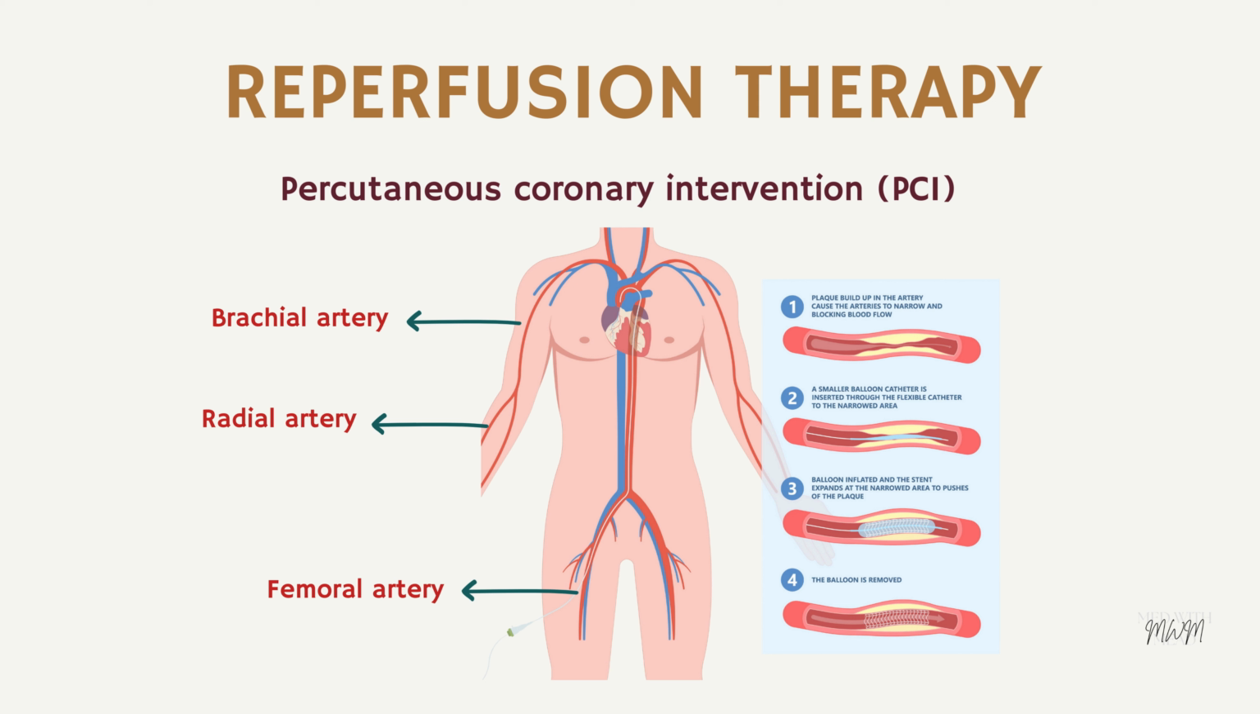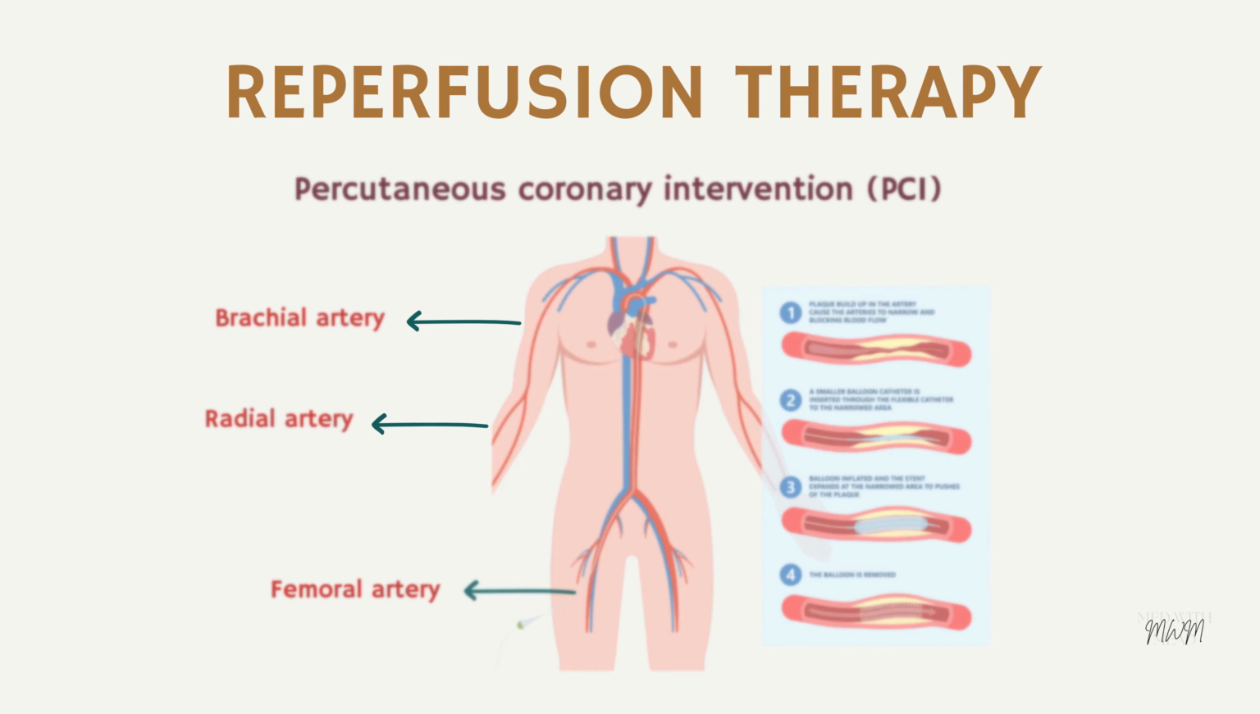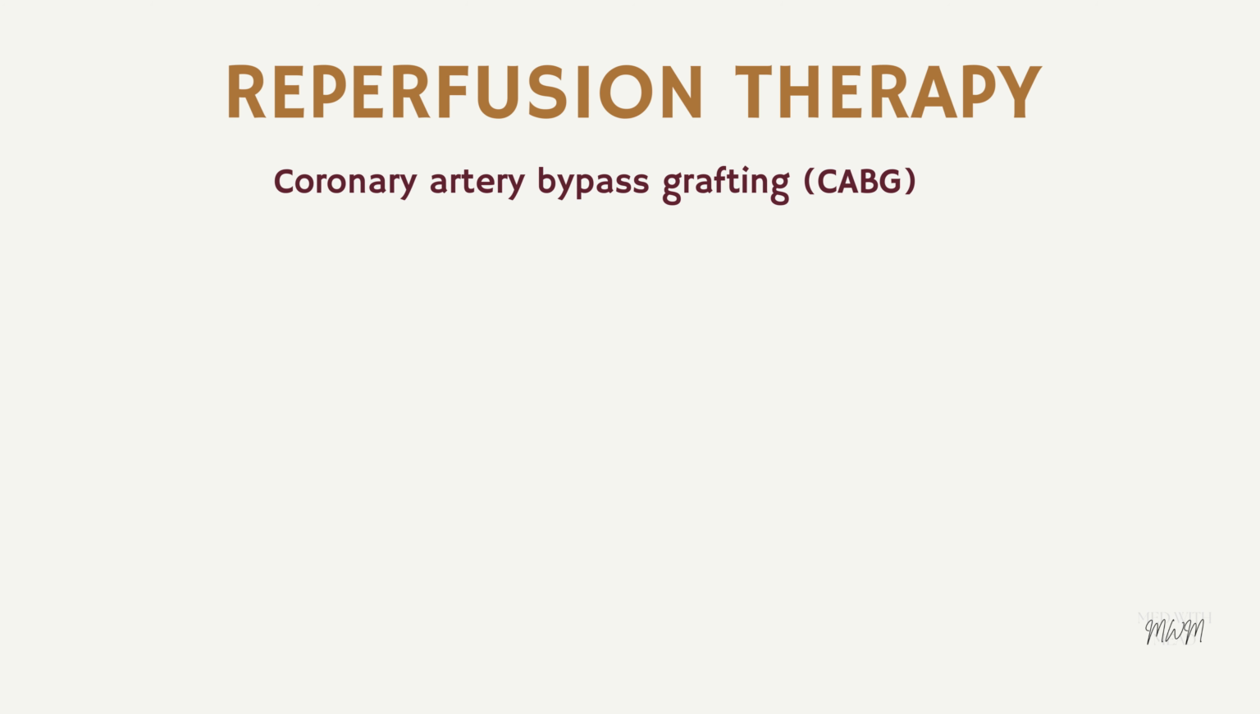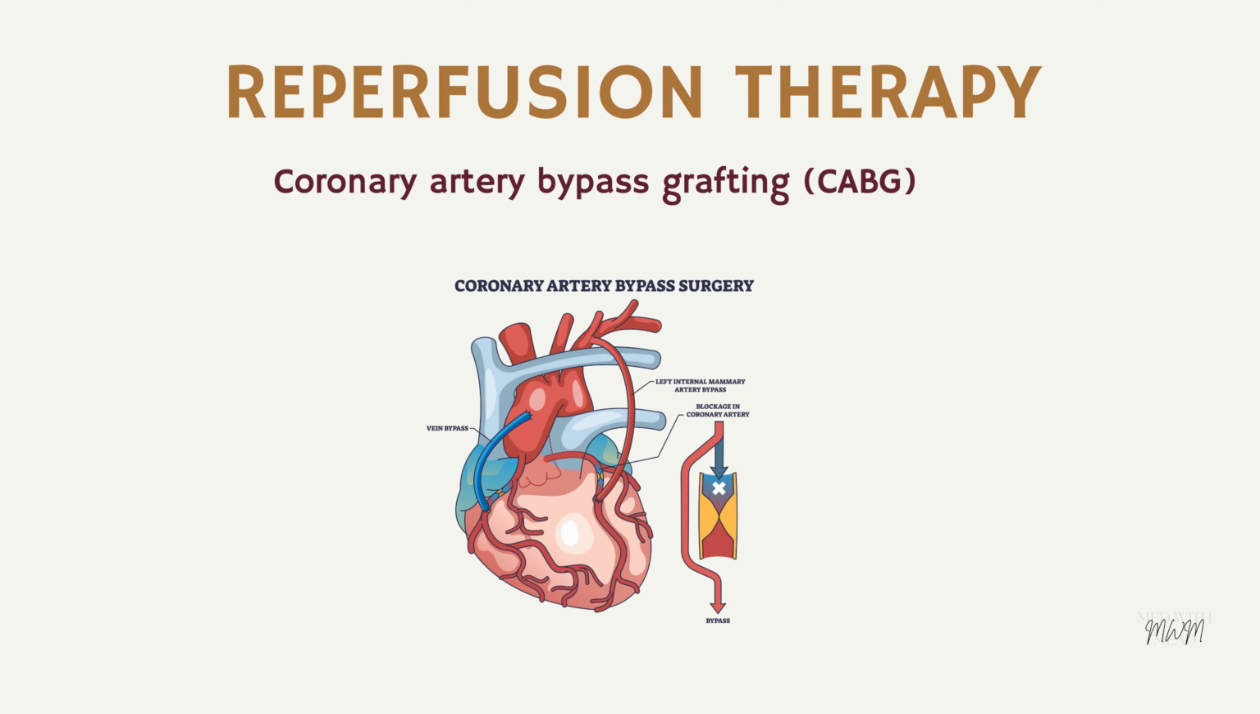Once the obstruction is identified, a balloon is inflated to open the vessel, and a stent can be placed to keep it open and restore blood flow. Next, CABG, or coronary artery bypass grafting. This is an open heart surgical approach.